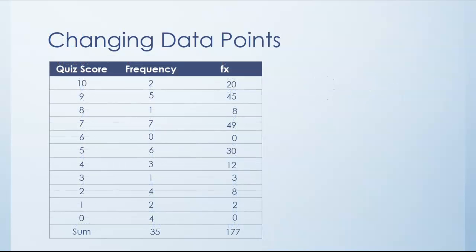So on the next one, let's say that we just wanted to change a couple of data points. Maybe we gave some late exams or we regraded something for some reason, okay? So let's say instead of 4 zeros, we only had 2, because somebody retook it and they scored a 6, and somebody else retook it and they scored a 9. Notice that in addition to changing the frequency, I also had to change the F times X. So now the score of 9 has a frequency of 6, so that F times X became 54.